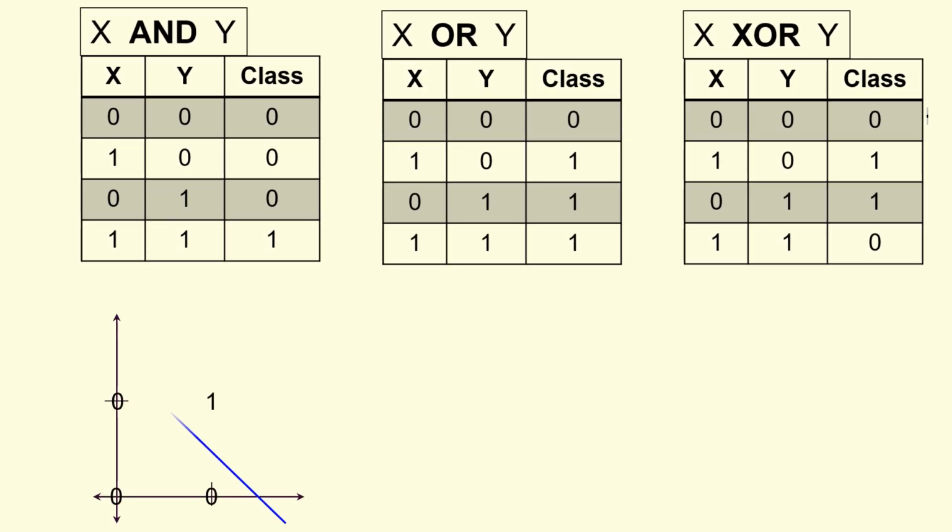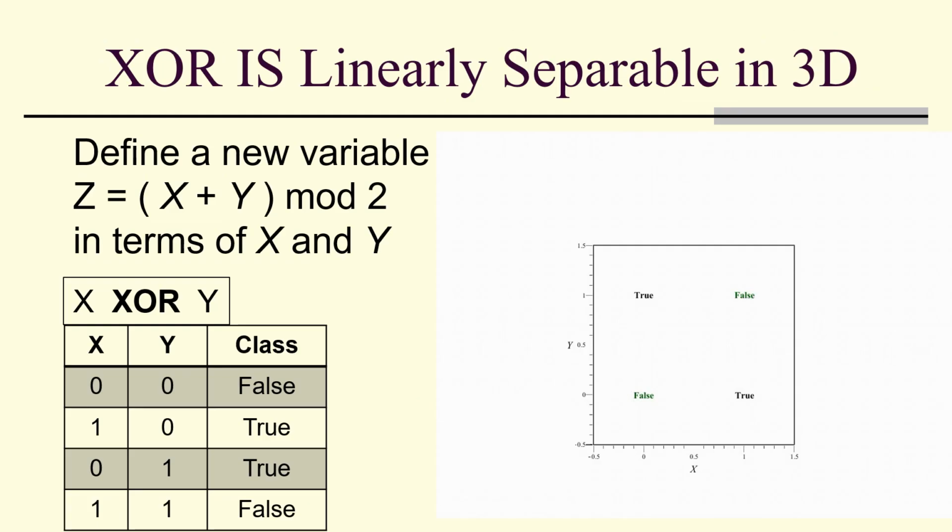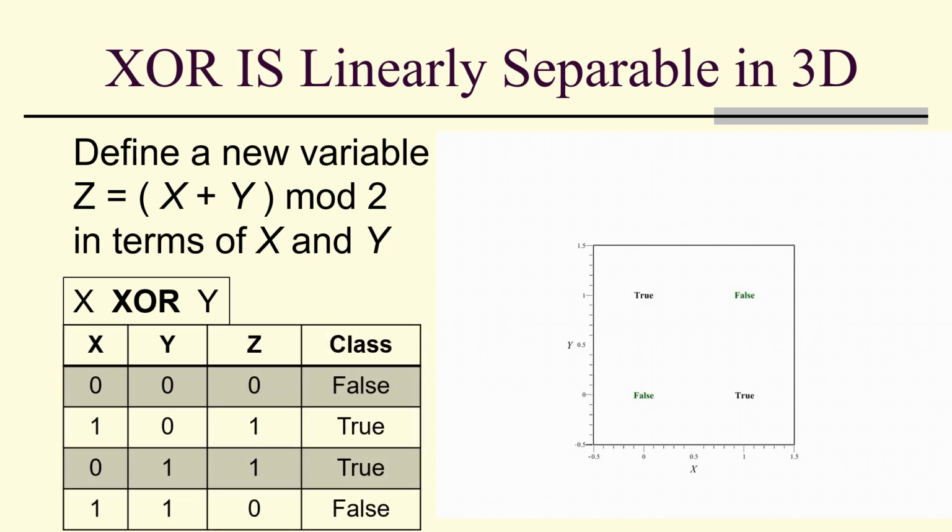Now the AND is linearly separable. The OR is linearly separable. The XOR, I can't draw a line that separates the ones from the zeros. If I define a new variable, z equals x plus y mod 2 in terms of x and y, then this problem, which has no line that separates trues from falses, is in a higher dimensional x, y, z setting. Let's see what happens.